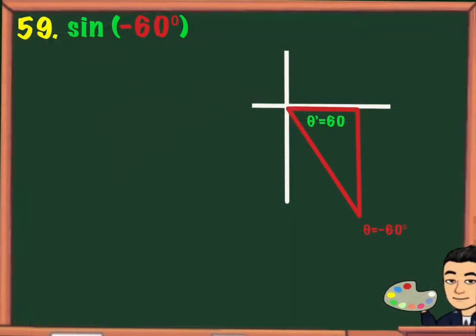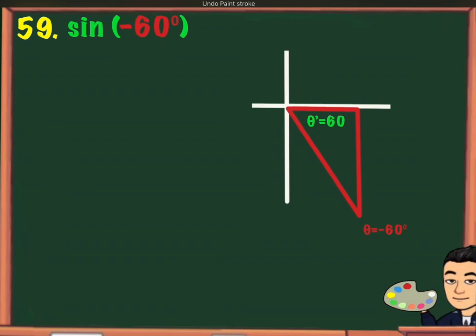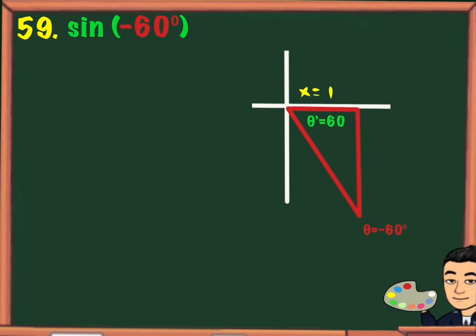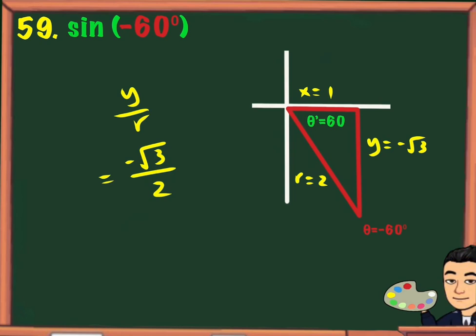If your measure is negative 60 degrees, that means your reference angle is going to be 60 degrees. So what you need to do is write down the ratios of all three sides. You got x equals 1, y equals negative square root 3, and r equals 2, knowing that sine is y over r, so that equals negative square root 3 over 2.